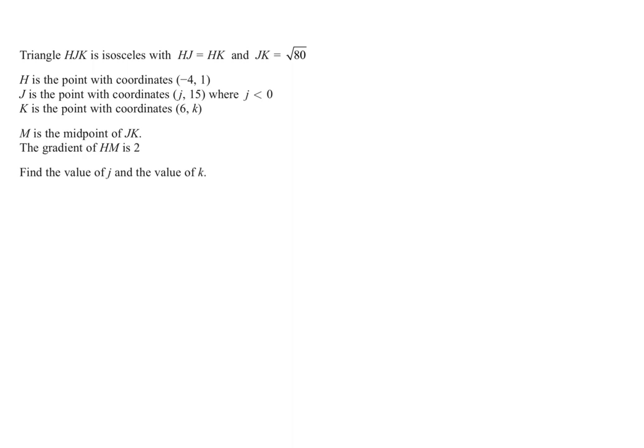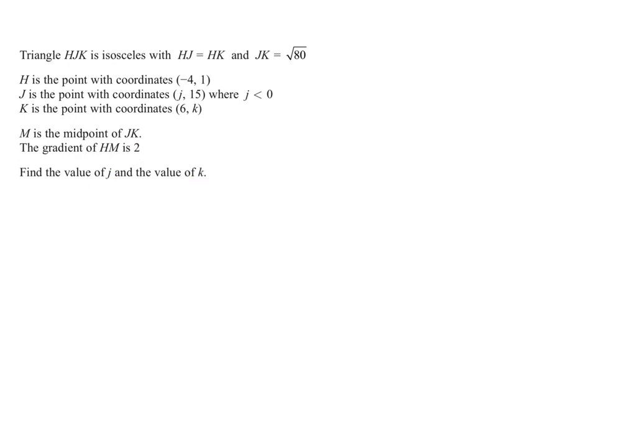So looking at the question here, we've got triangle HJK, which is isosceles, HJ is equal to HK, and JK equals the root of 80. Then we are given different details about the points H, J and K. As you can see, we have the whole coordinates for H. We have a missing part of the coordinates for J, where the x coordinate is going to be less than 0. And we have a missing y coordinate for point K. M, it tells us, is the midpoint of JK, the gradient of HM is 2, and it asks us to find the missing values of J and K.